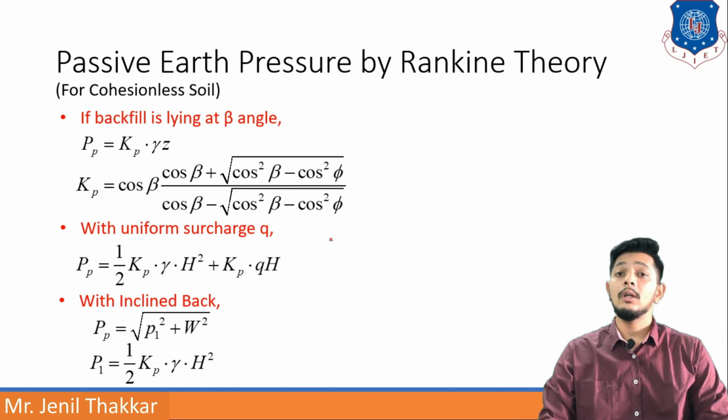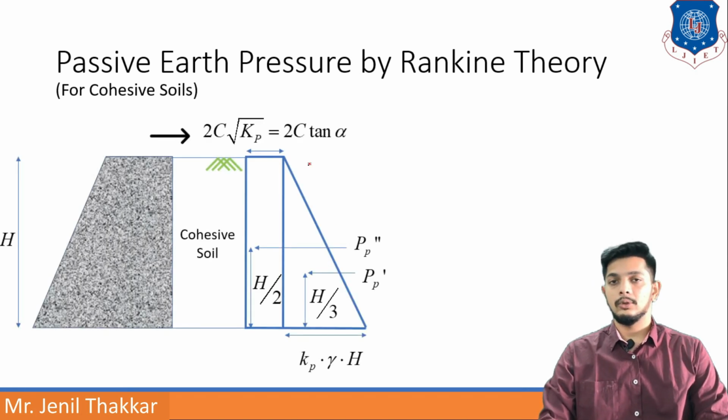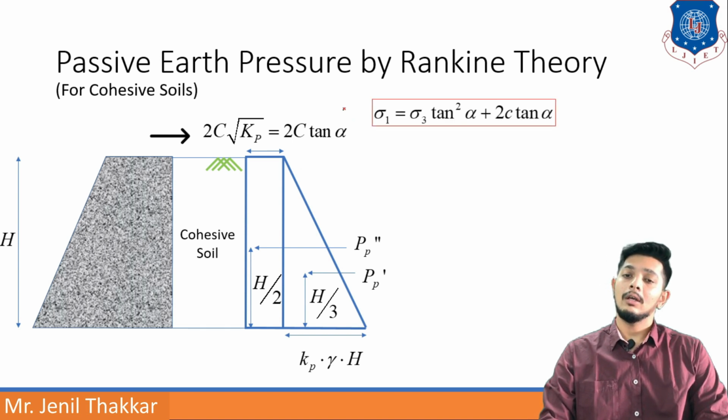Let us move forward to another theory given by Rankine only for cohesive soils. For cohesive soils, C will not be taken as 0, whereas in the previous case C was taken as 0. Here, with surcharge, if we want to find out cohesive soil earth pressure, which is passive earth pressure, we can use again the same formula. Sigma 1 is equal to sigma 3 tan square alpha plus 2c tan alpha.